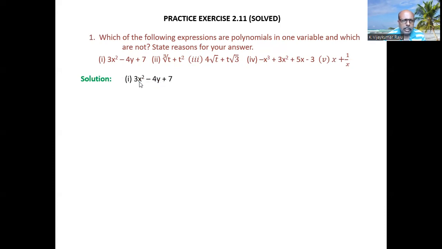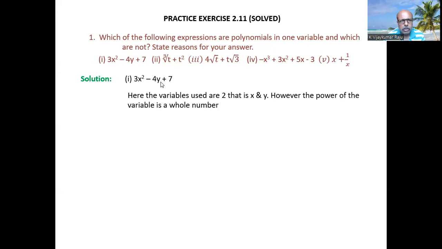Polynomial in one variable. Here I am having x also as a variable, y is also a variable. How can I say it's a polynomial in one variable? Here the variables used are two, that is x and y. However, the power of the variable is a whole number. It is a polynomial, but it is not a polynomial in one variable. Therefore, it is a polynomial in two variables.